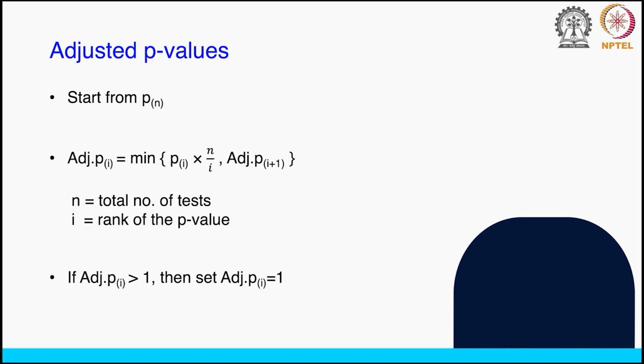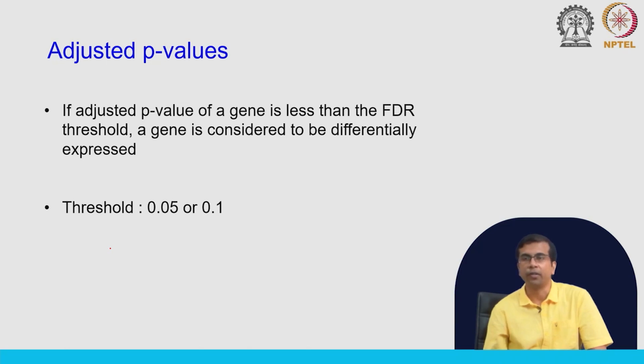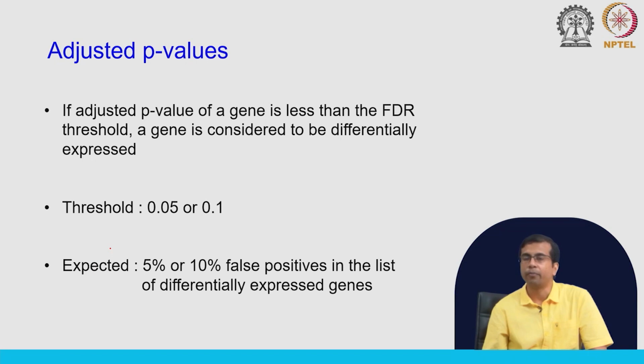So, this is how we calculate this adjusted p_i, and what we now do after we have adjusted p values: if an adjusted p value is less than the FDR threshold, then we consider a gene to be differentially expressed. Now, what is this threshold? This is usually set at 0.05 or 0.1, and they correspond to 5% or 10% false positive rate.